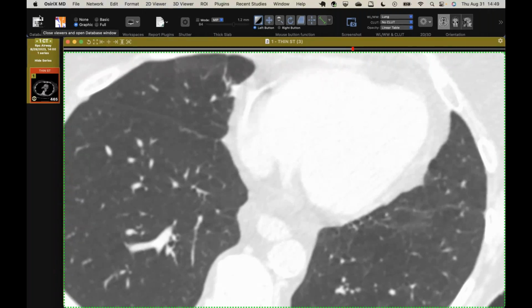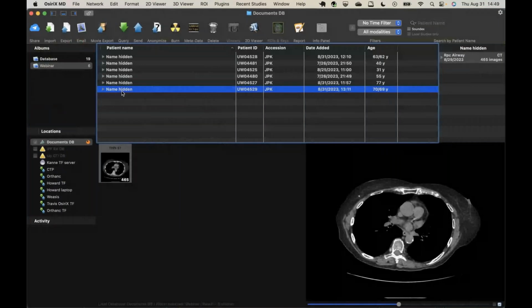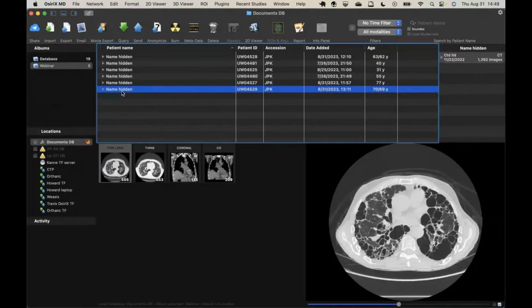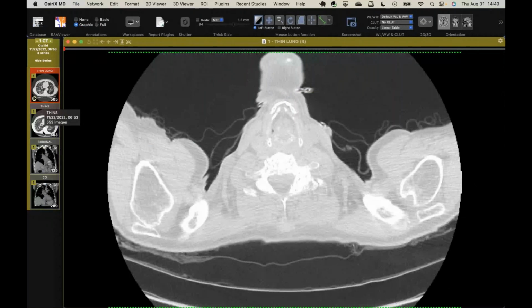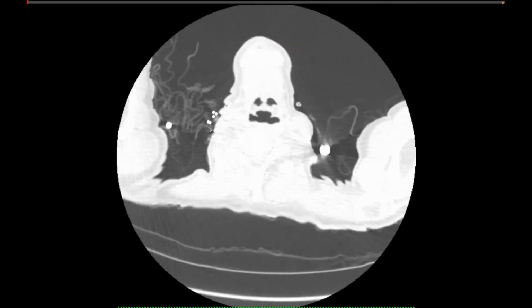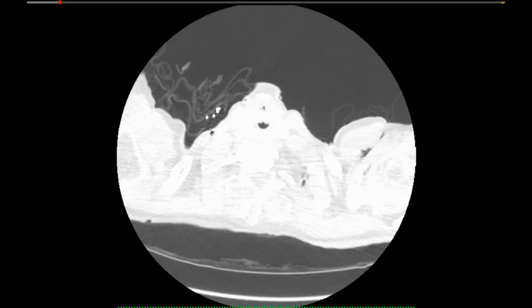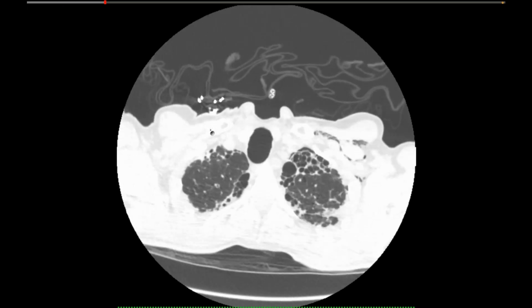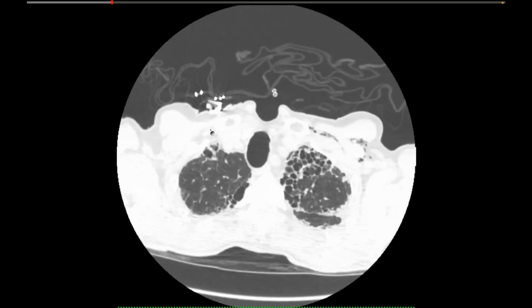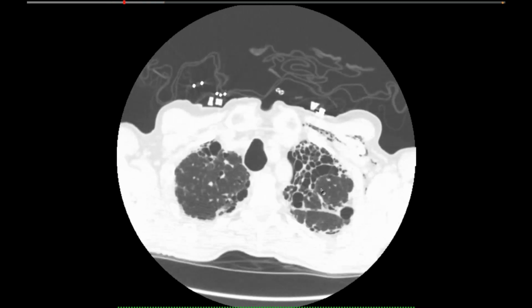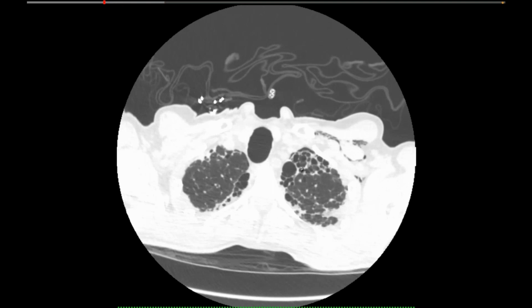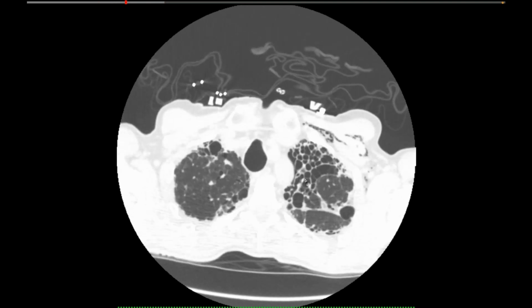All right. This last case is another really nice example. This patient was referred to us for their ILD, and a year or two ago had developed a spontaneous pneumothorax. You can see it hiding here in front of all this stuff in the lungs.